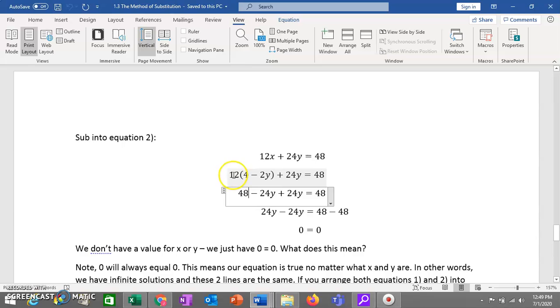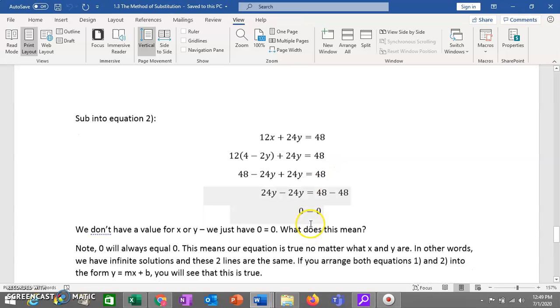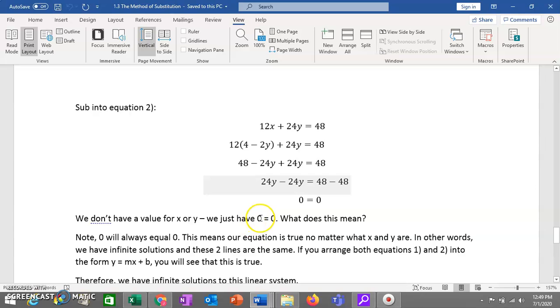I do some algebra here, so 12 times 4 and 12 times negative 2y. And what I notice is I have negative 24y and I have positive 24y. Those subtract and eliminate, and you're left with 0. So you end up with 0 equals 0. What does that mean? Well, 0 always equals 0. That's always true. In other words, it doesn't matter what x or y are, the two sides will always be the same. Or in other words, you have an infinite number of solutions.